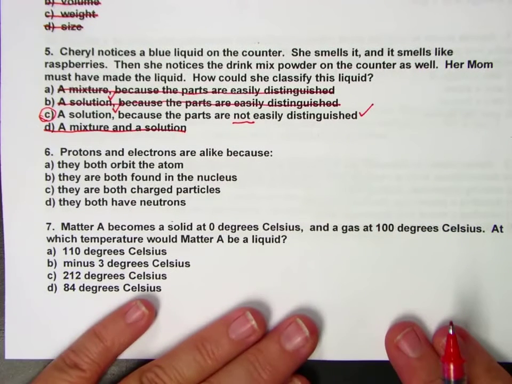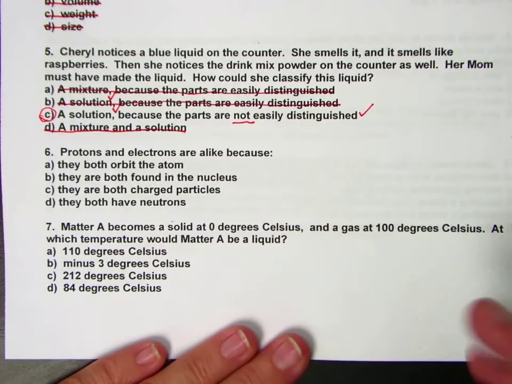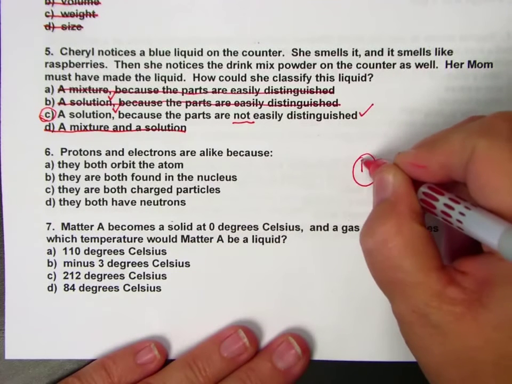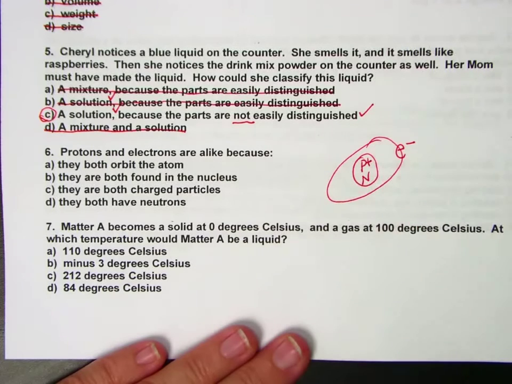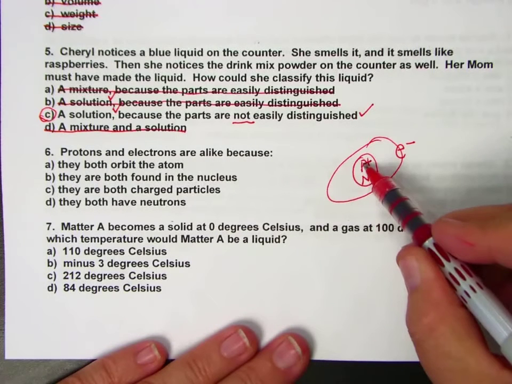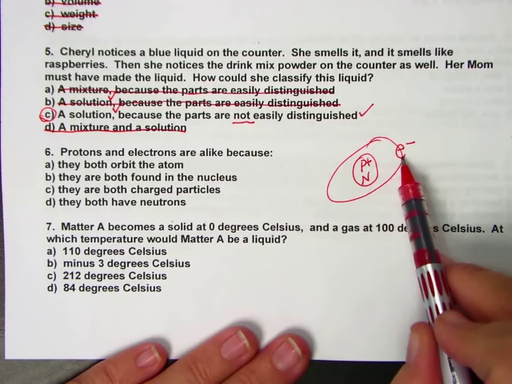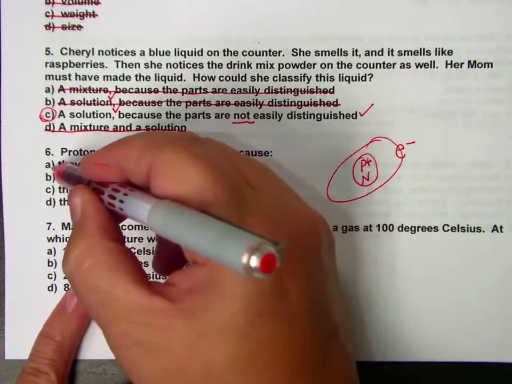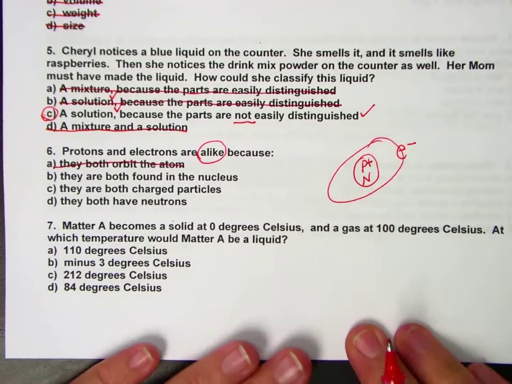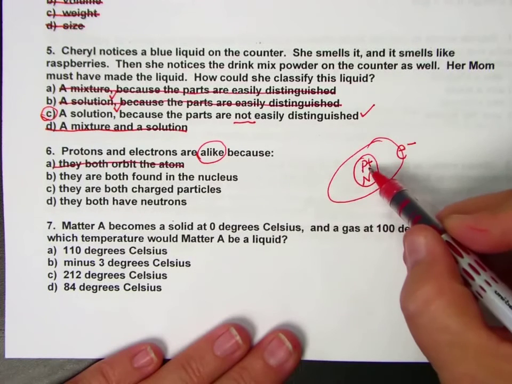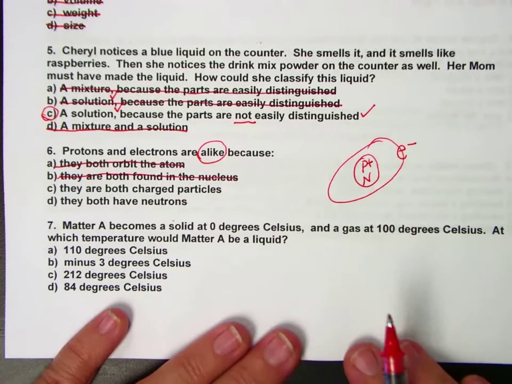Okay, number 6. Protons and electrons are alike because they both orbit the atom. Well, let's draw our atom. Okay, so we've got protons here and electrons here. Do they both orbit the atom? No, the electron orbits the atom, but the proton is inside the nucleus, so that can't be. We need to see how they are alike. They are both found in the nucleus. Well, protons are in the nucleus, but electrons are not. So that is not a good choice.